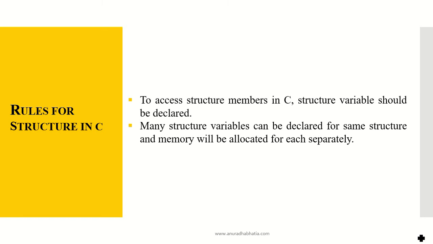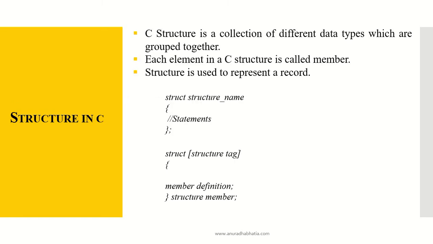Many structure variables can be declared for the same structure, and memory will be allocated for each separately. This is a very important point to remember, as memory allocation in the case of a structure happens separately. That is the major difference between the structure and the union. We will see how it happens.